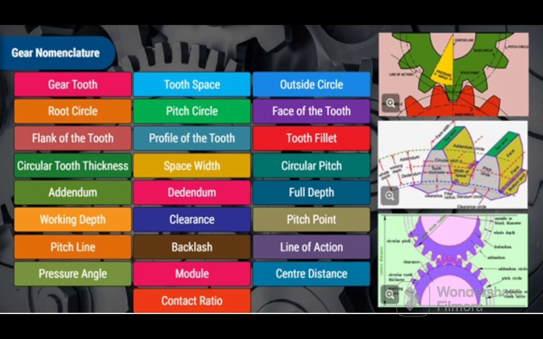Let us now look at these and the associated terms such as gear tooth, tooth space, outside circle or addendum circle, root circle or dedendum circle, pitch circle, face of the tooth, flank of the tooth, profile of the tooth, crest, tooth fillet, circular tooth thickness, space width, circular pitch, addendum, dedendum, full depth, working depth, clearance, pitch point, pitch line, backlash, line of action, pressure angle, module, center distance and contact ratio.